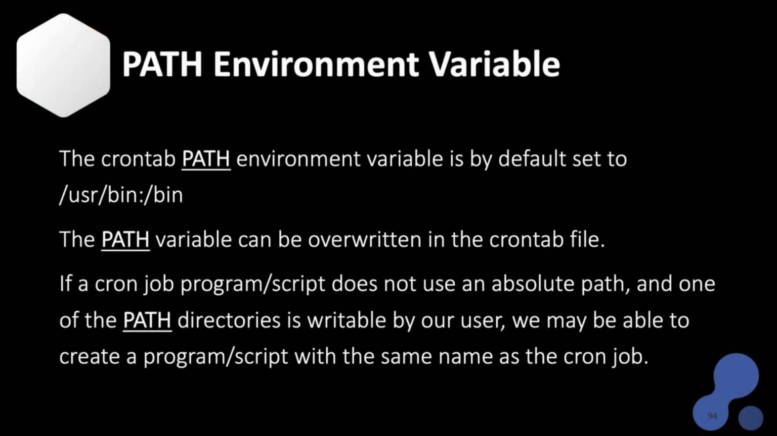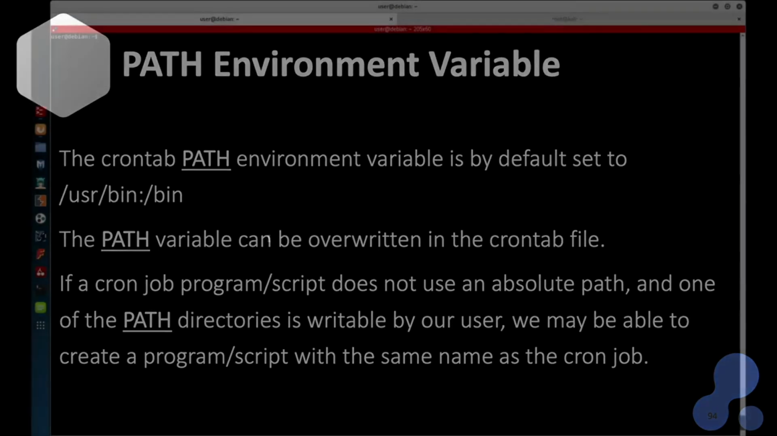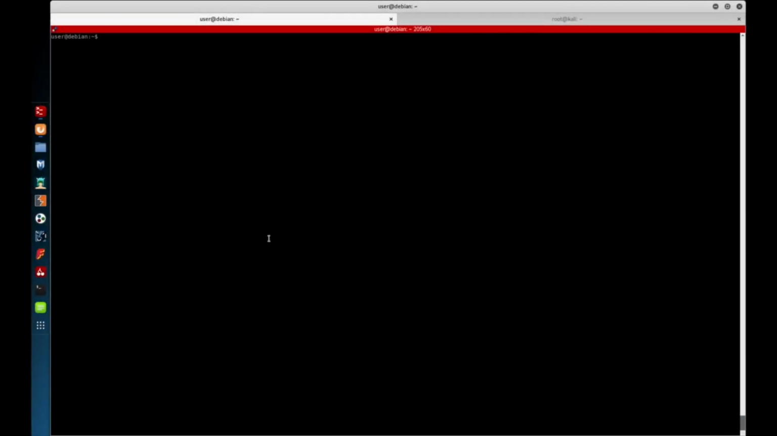The PATH environment variable. The crontab PATH environment variable is by default set to /usr/bin and /bin. The PATH variable can be overwritten in the crontab file. If a cron job program or script does not use an absolute path, and one of the PATH directories is writable by our user, we may be able to create a program or script with the same name as the cron job. Let's run the Linux Smart Enumeration script with the level set to 1.